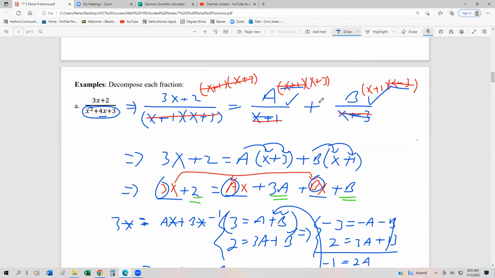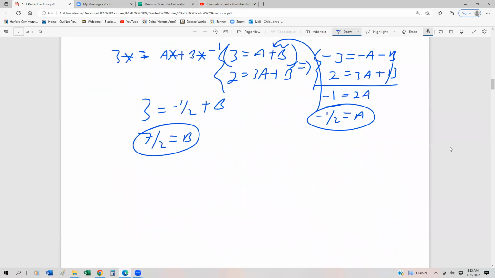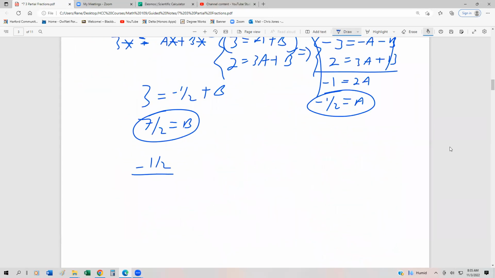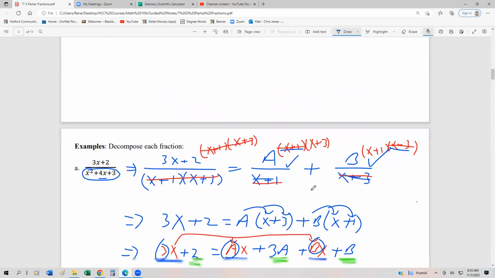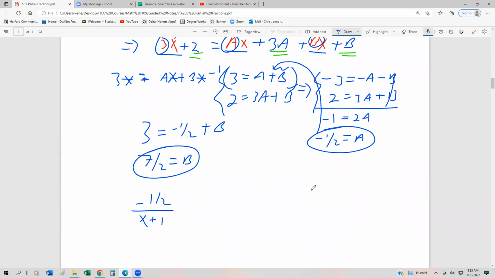Okay, so now I'm going to plug them back in for A and B. Remember we said that A was negative 1/2 over x plus 1. So we're just plugging back in here. So that's negative 1/2 over x plus 1 plus 7/2 over x plus 3.